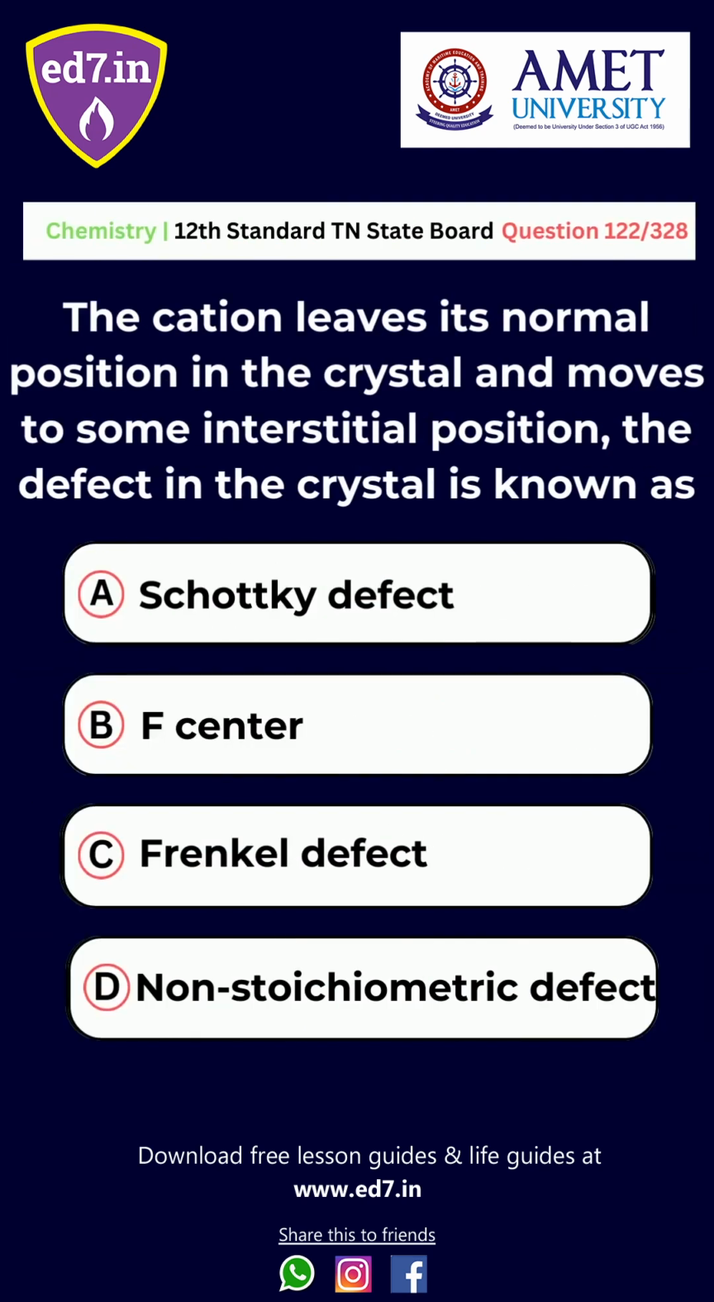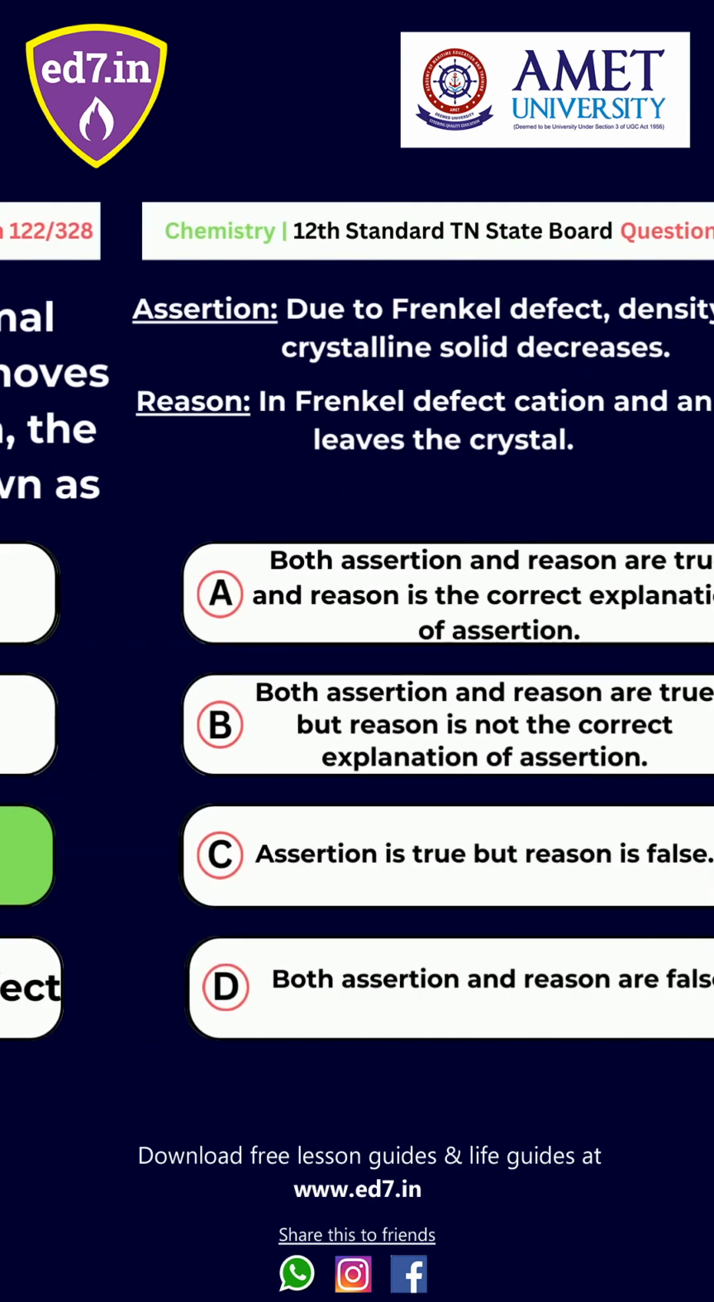Question number 122. The cation leaves its normal position in the crystal and moves to some interstitial position. The defect in the crystal is known as: option A, Schottky defect; option B, F-center; option C, Frenkel defect; option D, non-stoichiometric defect. The correct option is Frenkel defect.